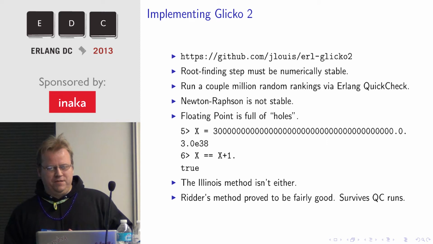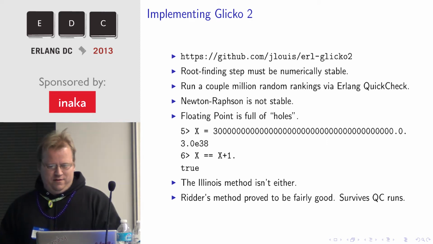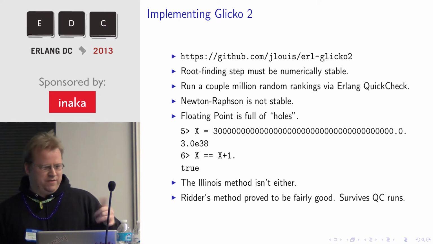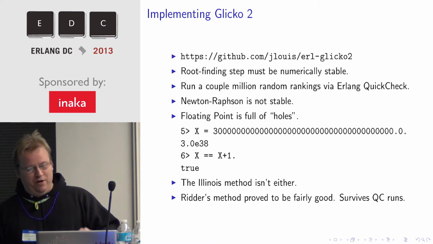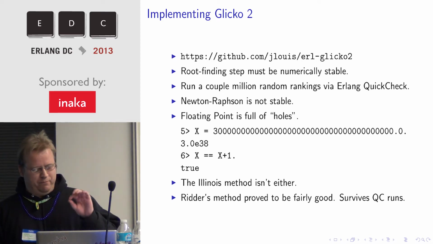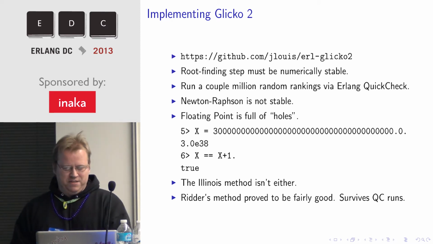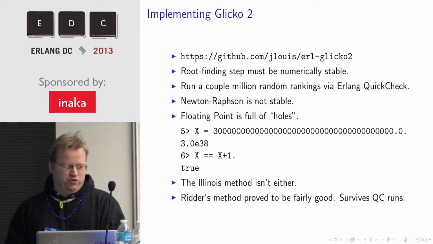The problem is floating points, which are given by this f, a fractional part, so this is the thing between 0 and 1. Then you have a base and you have an exponent. So this is how you represent floating point values. The problem is that floating point values have holes. So if I take this very large floating point value and add 1 to it and ask, are x and x plus 1 the same, I'll get true.